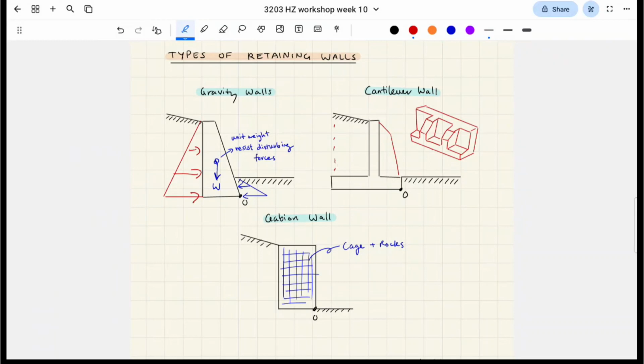And then we also have a gabion wall. These are made out of a steel cage, or maybe not steel, but some metal cage, and then there's rocks inside of it, right? The weight of these rocks acts very similarly to the concrete cases. But the idea is all of these work by helping to resist the lateral earth pressure through their own self-weight, essentially, right?